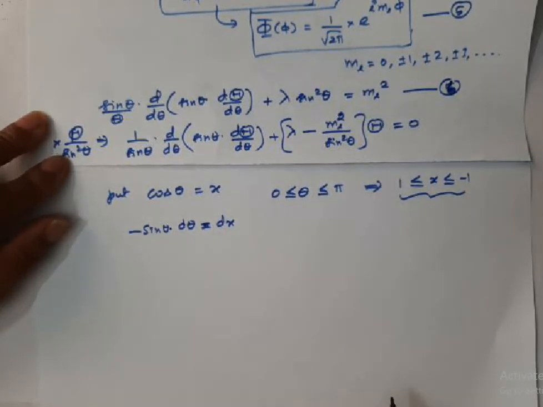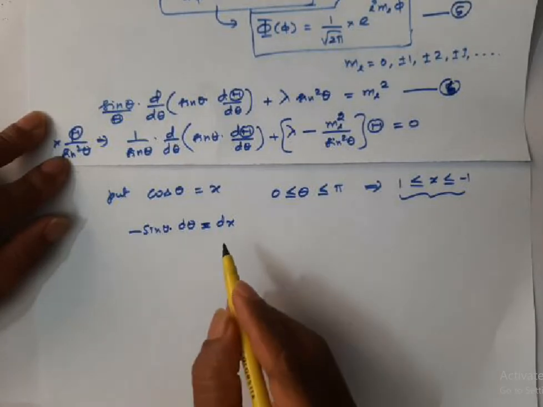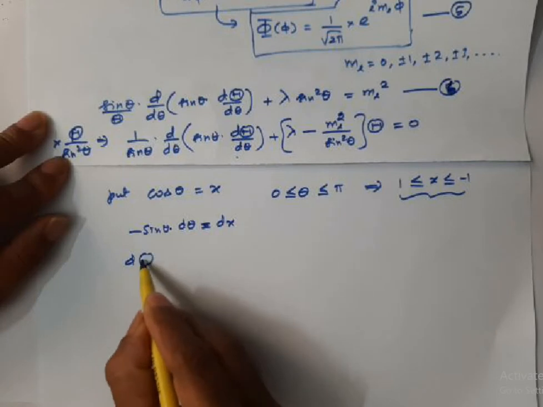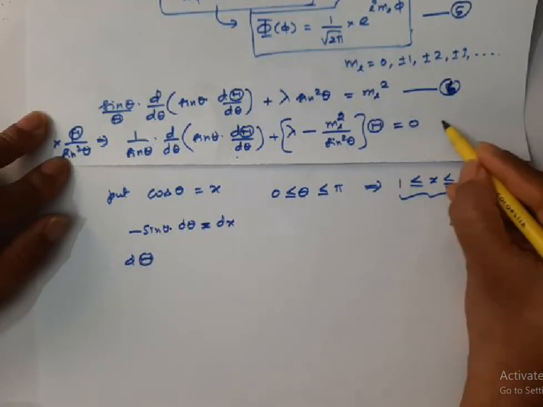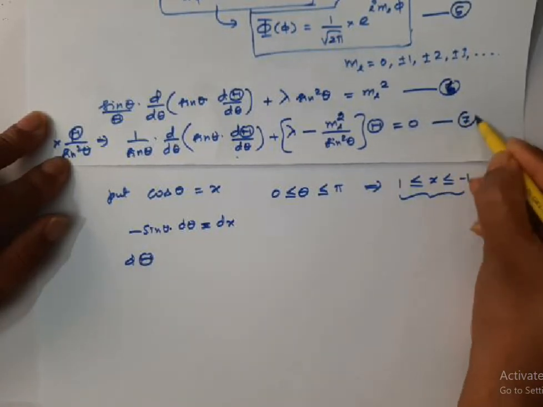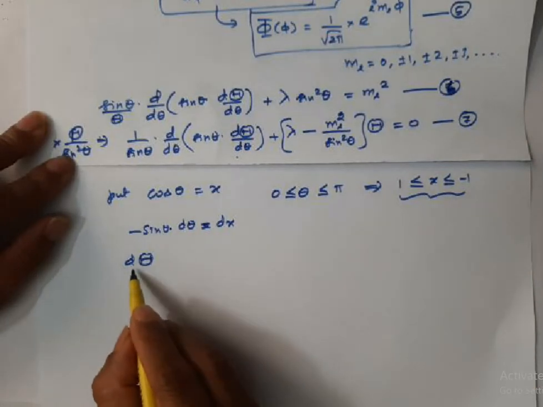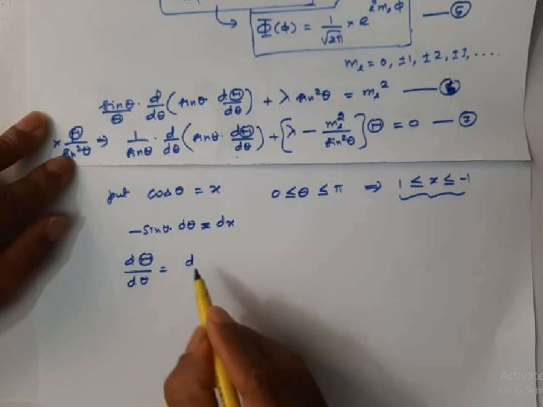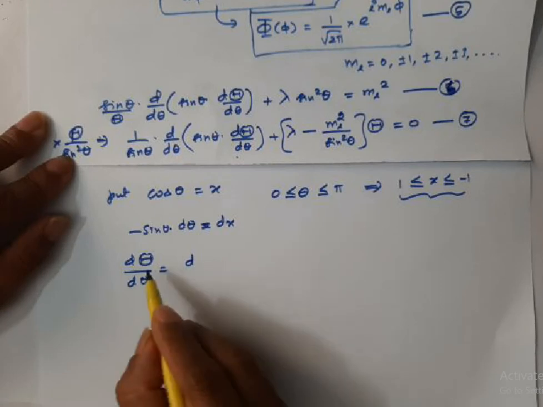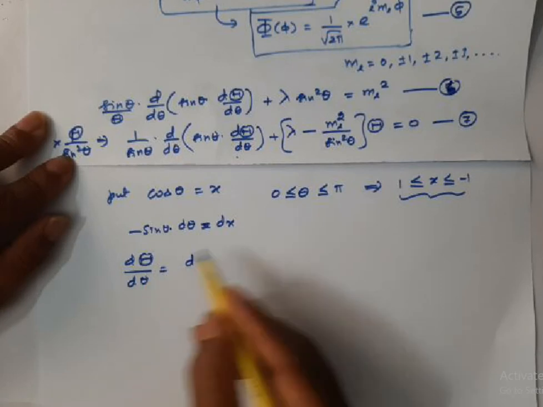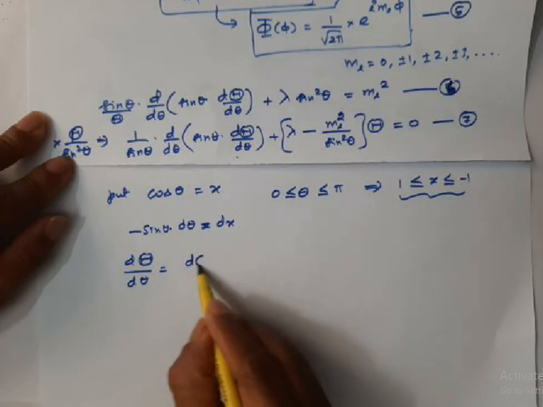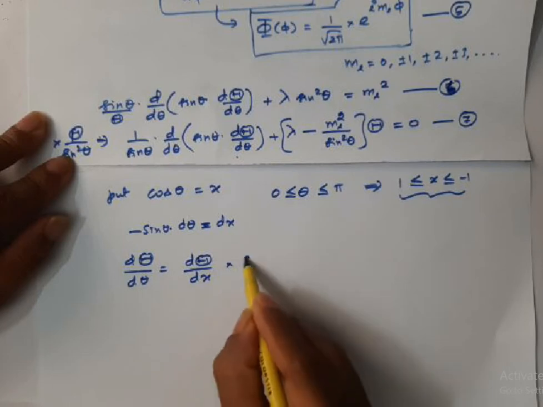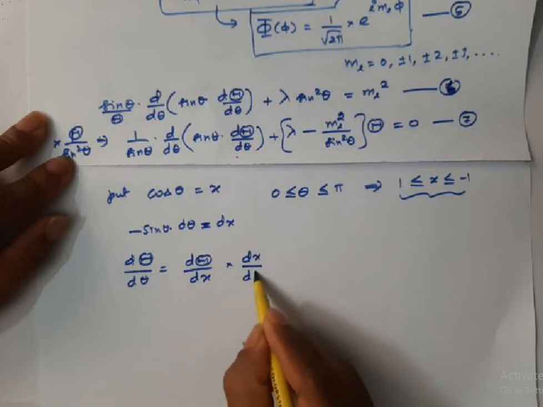Okay, similarly, I'll take this part, that is a differential of big theta. Let me take this as equation number 7. The differential of big theta by d theta can be written, by using this differential equation, as d big theta by dx into dx by d theta. You can write like this.